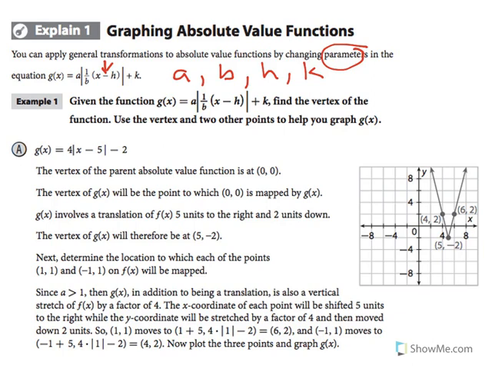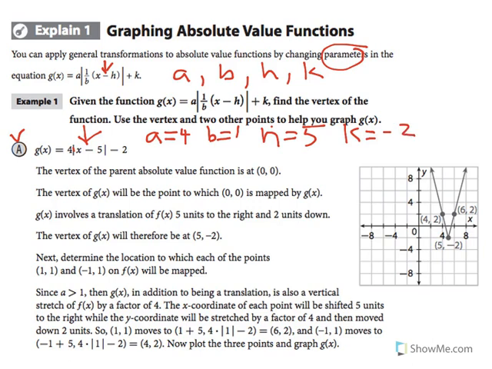For example, our a value is 4 and our b value is 1. There's a 1 here that we don't write. And be careful with h. Remember we said that the negative is already in the function, so h is 5, and k is -2.